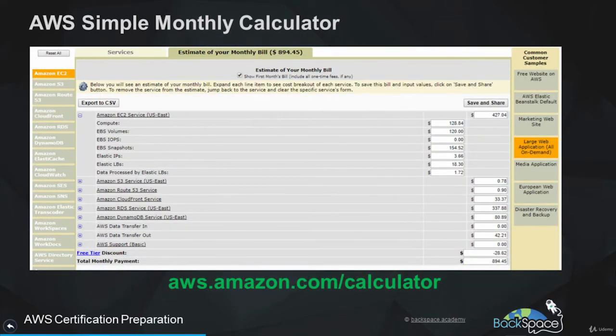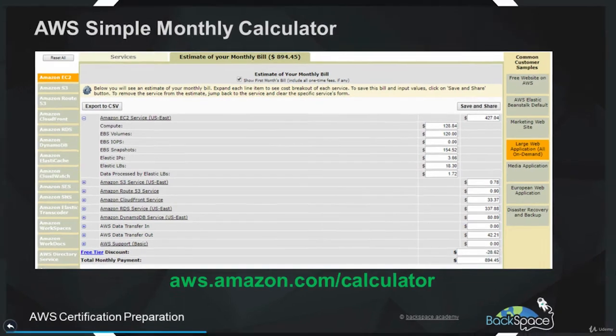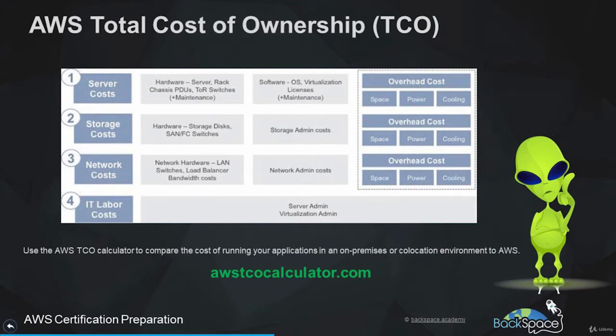What that looks like is that you will get everything broken down on an item by item basis and the costs of that, and you can export that to CSV, which is great if you want to put that into a report and present it to management or to accountants. So if you want to learn more about the AWS Simple Monthly Calculator, go to aws.amazon.com/calculator.